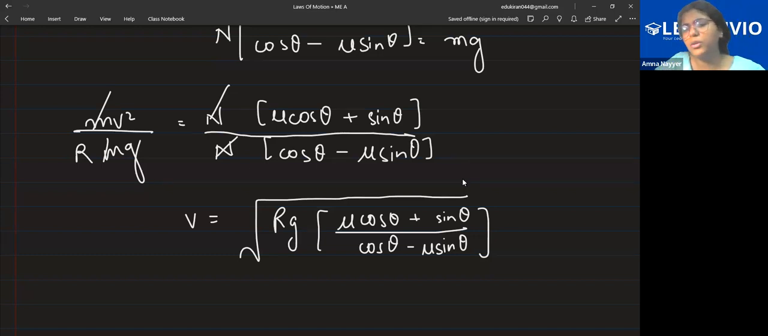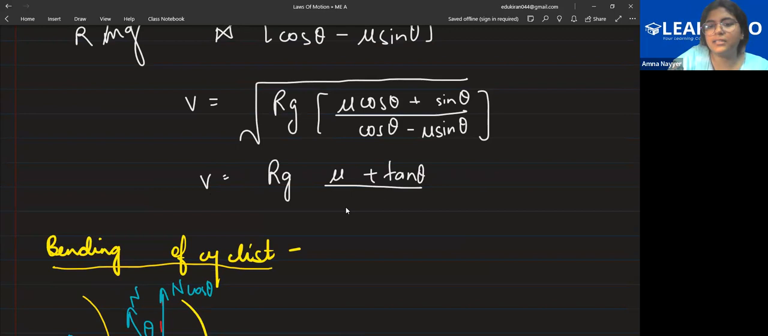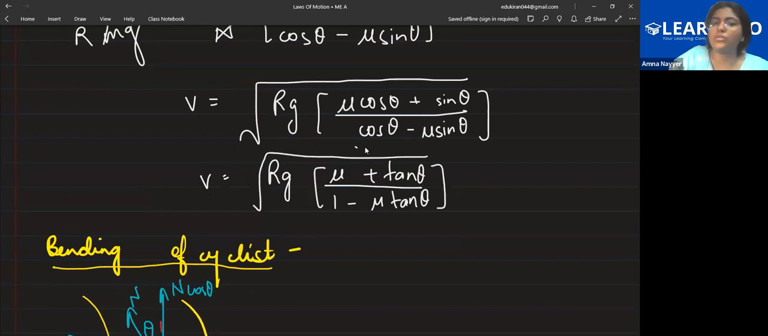Further, what you can do, you can divide it by sin theta, so you will get tan theta in your answer, or cos theta also you can do that. See, if we divide this by cos theta, look what we'll get. This will be mu plus tan theta divided by 1 minus mu tan theta. This will be the formula. You can use both of these formulas. All right. It's important and it comes.